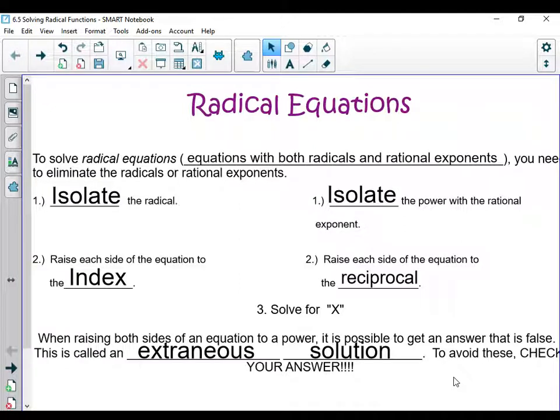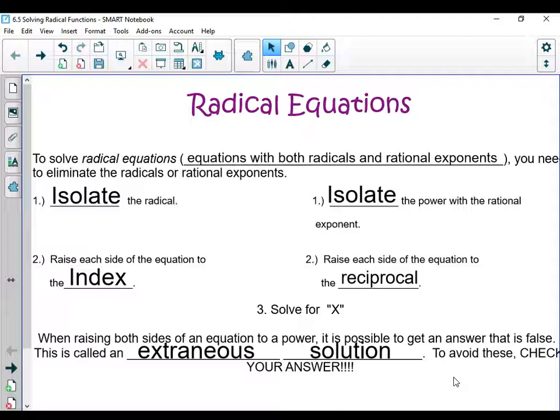Then we're going to raise each side of the equation to the index. Okay, so if I see a square root, how do you get rid of a square root? You square it. And the index of a square root is 2. So we would just square both sides. But if I see a rational exponent, I'm going to isolate the power with the rational exponent. And then I'm going to raise each side to the reciprocal. So if I have 2/3, I'm going to raise it to the 3/2.